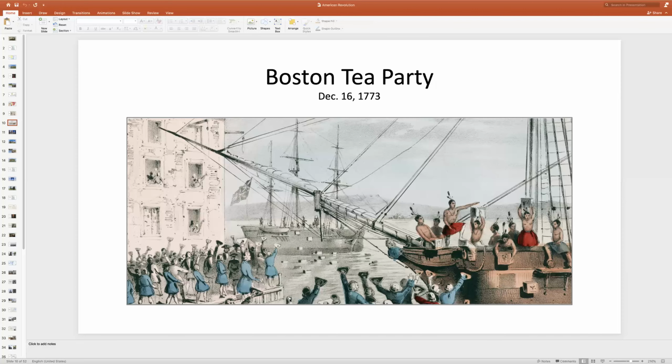Back to Massachusetts in the spring of '75. Thomas Gage is the governor. He's also the general of the British Army. He dissolves the colonial assembly. So the assembly, which is colonial in power, moves to Concord, and all the supplies with it are stored in Concord.